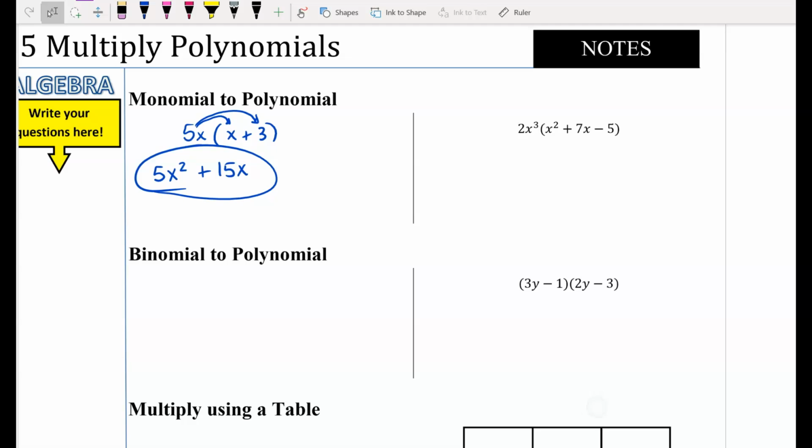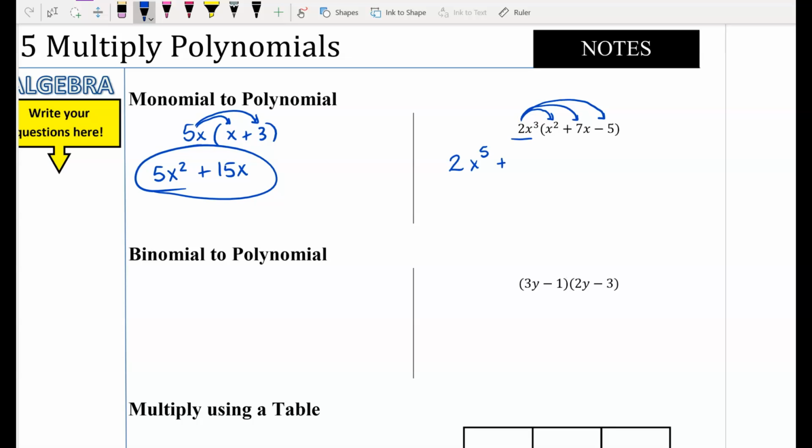In the next example, I also have a monomial on the outside. I have 3 terms inside the group. It doesn't matter how many terms you have, you multiply what's outside the group times each of your terms inside the group, like this. So 2x cubed times x squared is going to be 2x to the 5th power, because 3 factors of x times 2 factors of x would give me 5 factors of x. That repeated multiplication changes our exponent.